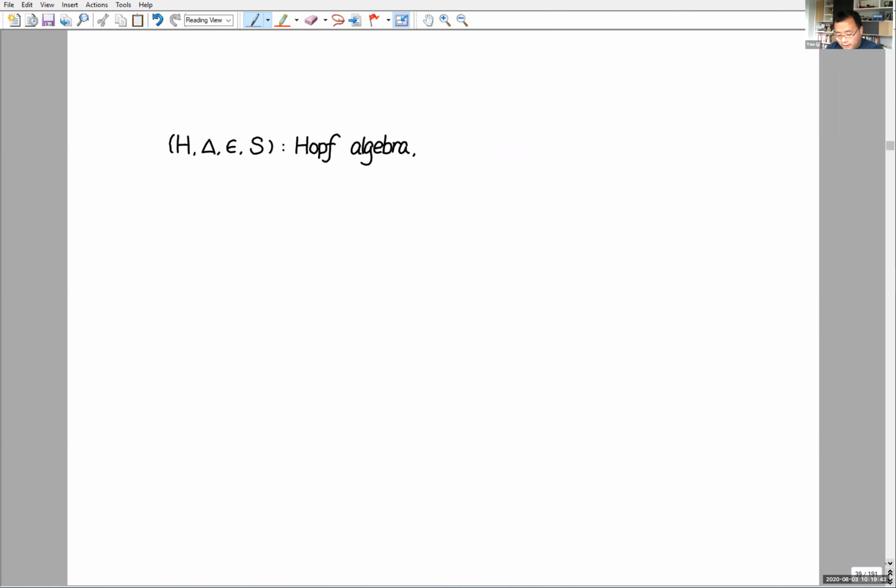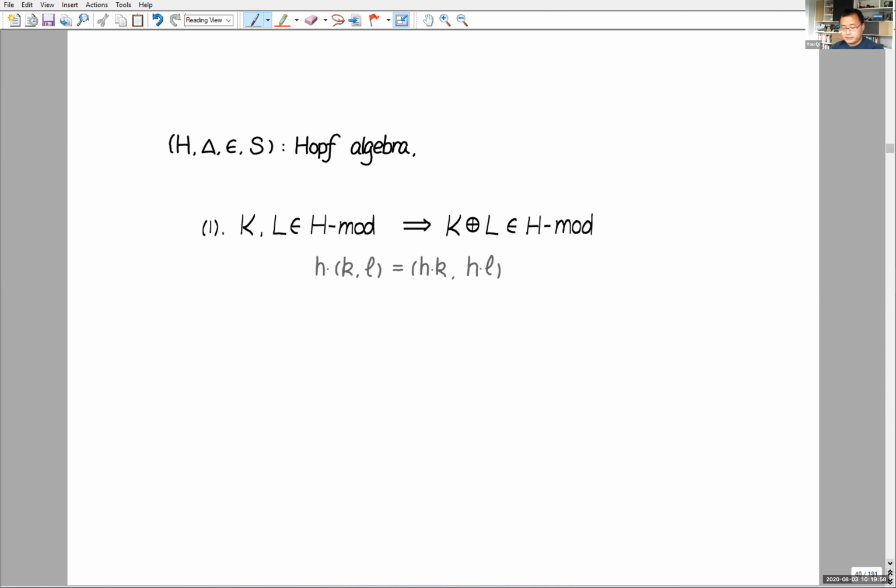So let's see, if H is a Hopf algebra equipped with these maps, comultiplication, epsilon, and S, how do you actually want to impose those structures from its representation theory? If K and L are arbitrary H-modules, of course you can form the direct sum, and it's still an H-module.